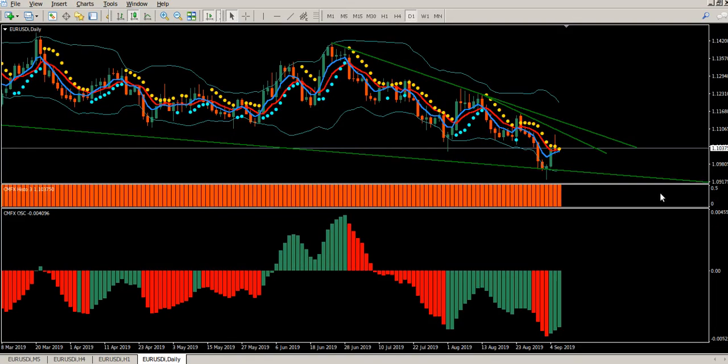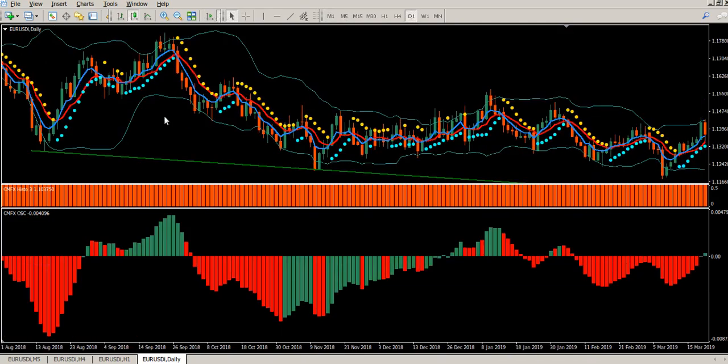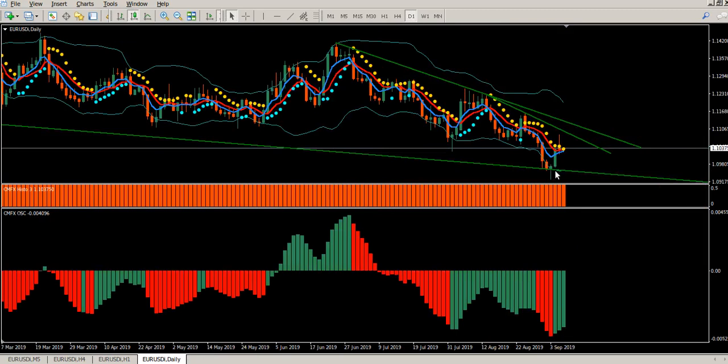We'll start on the daily chart here. This is the Euro USD. I've got a few trend lines, a nice little channel here that we've been looking at from back here. We got a bounce here. We got a nice rejection here, which is where we're presently at right now.